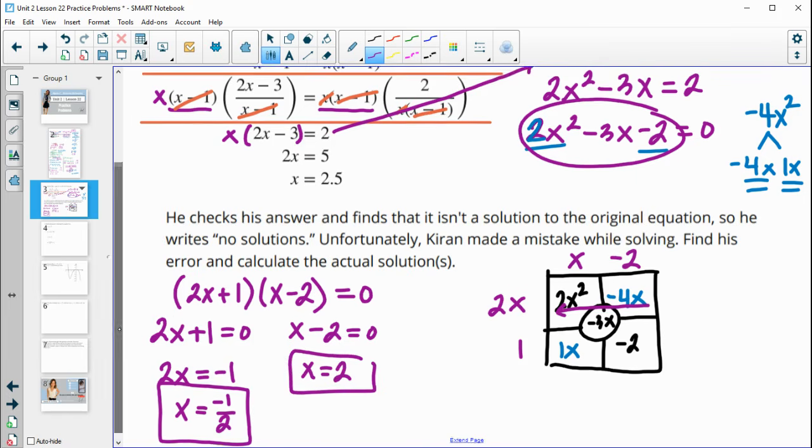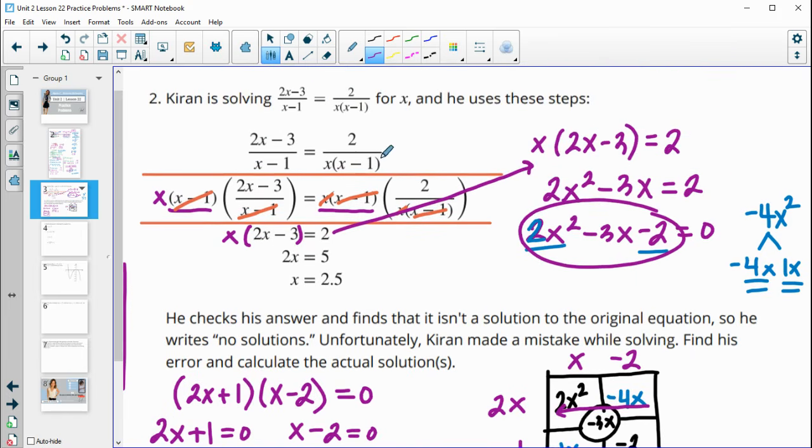So then we'll just go back up and make sure that neither of these are extraneous. So we got 2 and negative 1/2. Neither of those make this denominator 0. So these are our two solutions.